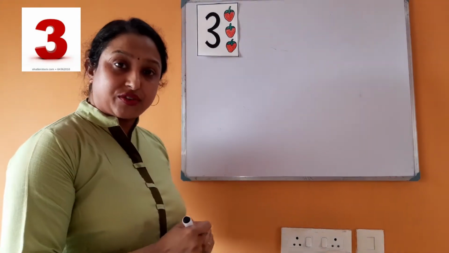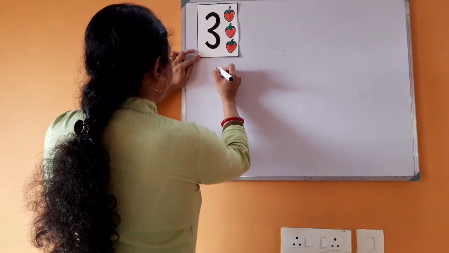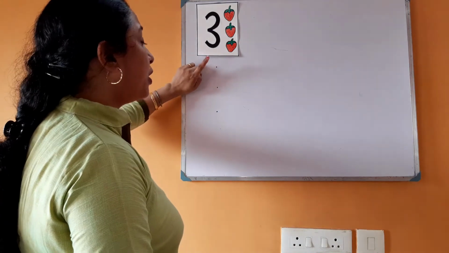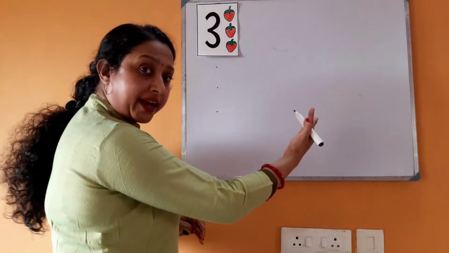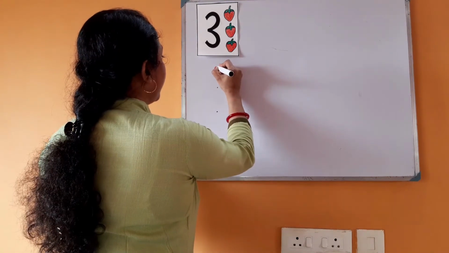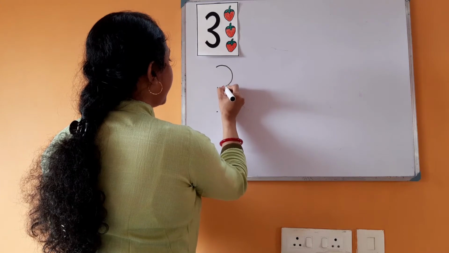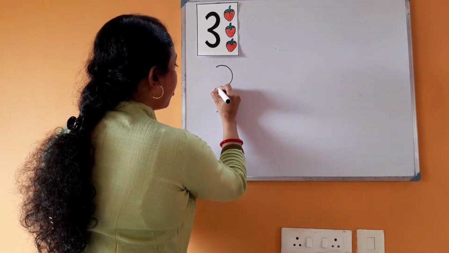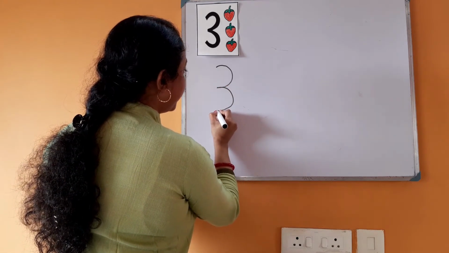To write number 3, we have to give 3 dots over here. Like this. Then start from top dot. Then draw 2 curves to the right side. Start 1 curve to the right side from top to middle. Then another curve from middle to bottom to the right side.